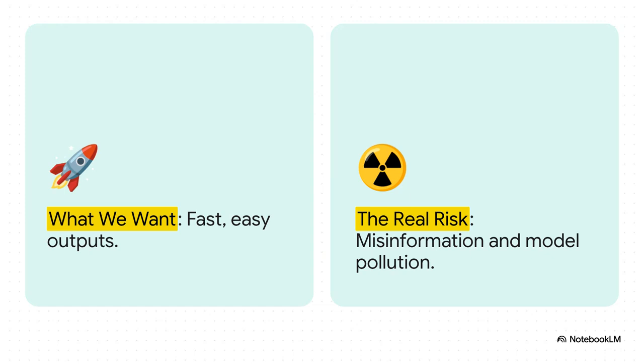Look, let's be real. We all just want the quick answer, the instant image, the code right now. But that's where the danger is. When we rush, when we don't understand what we're doing, we risk creating and spreading bad information. And even worse, we risk what's called model pollution, where all that bad stuff gets fed back into the system, making the AI itself dumber and less reliable for everyone over time.